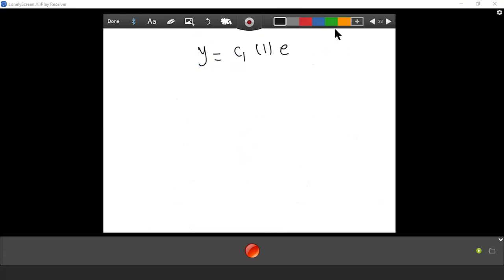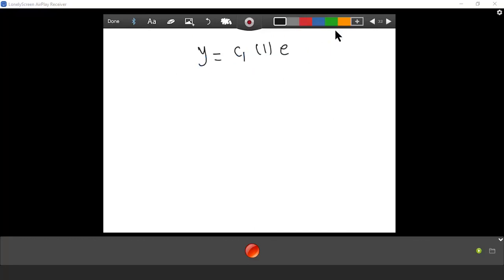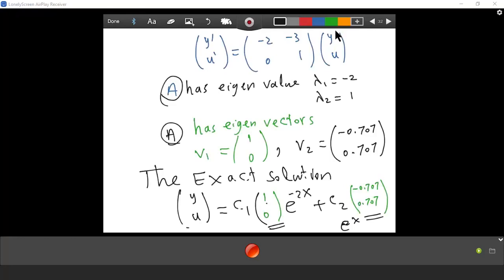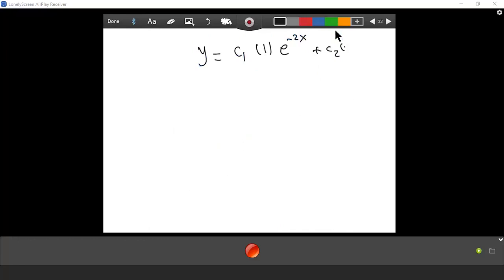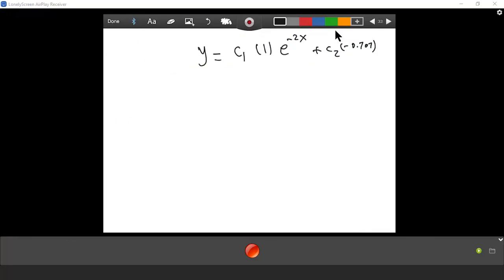So I'm going to write only y, okay? y equal to C1 times the first component of the first eigenvector, e to the minus 2x, plus C2 times the first component of the second eigenvector, which is minus 0.707, times e to the x. So this is my solution, right?